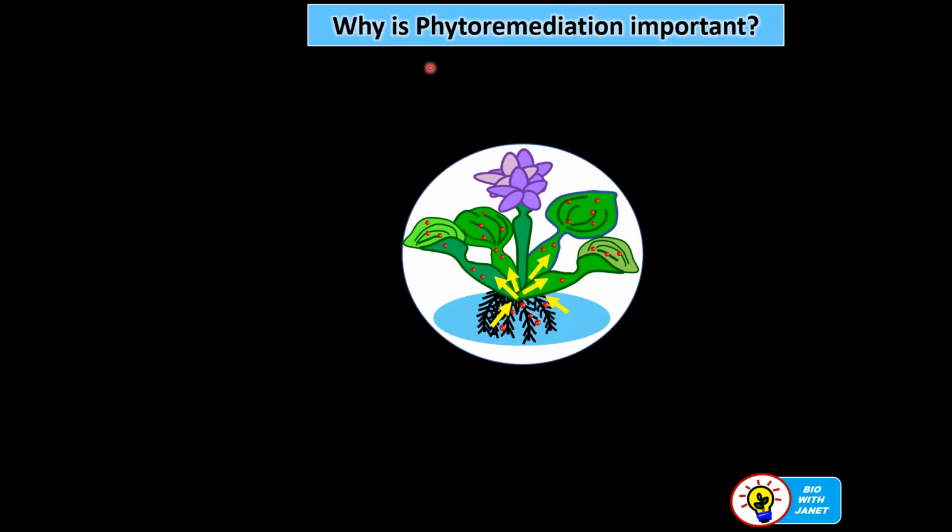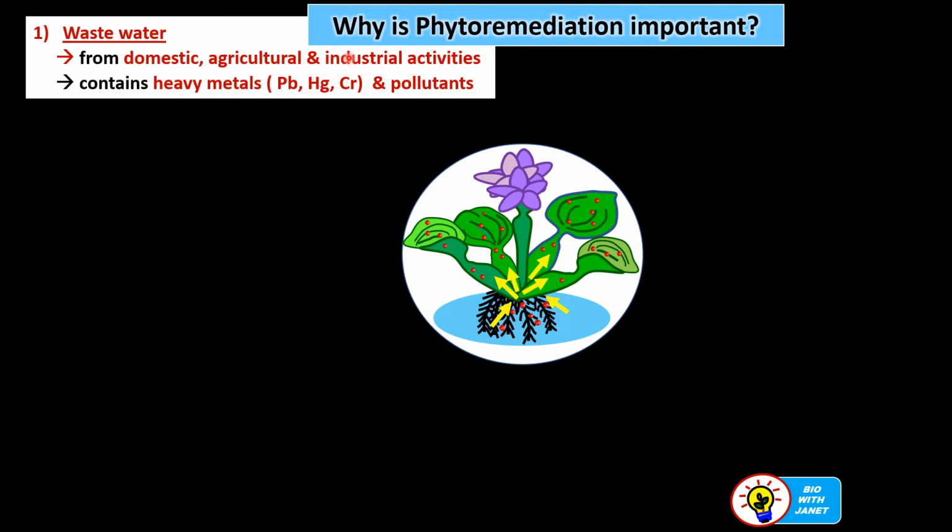Let's discuss the importance of phytoremediation, or the function or the use of phytoremediation. So nowadays, a lot of wastewater is produced from domestic, agricultural, and industrial activities. So this wastewater is water that contains a lot of heavy metals, high concentration of heavy metals like lead, mercury, and chromium, and other pollutants. And it is not suitable for use by humans.